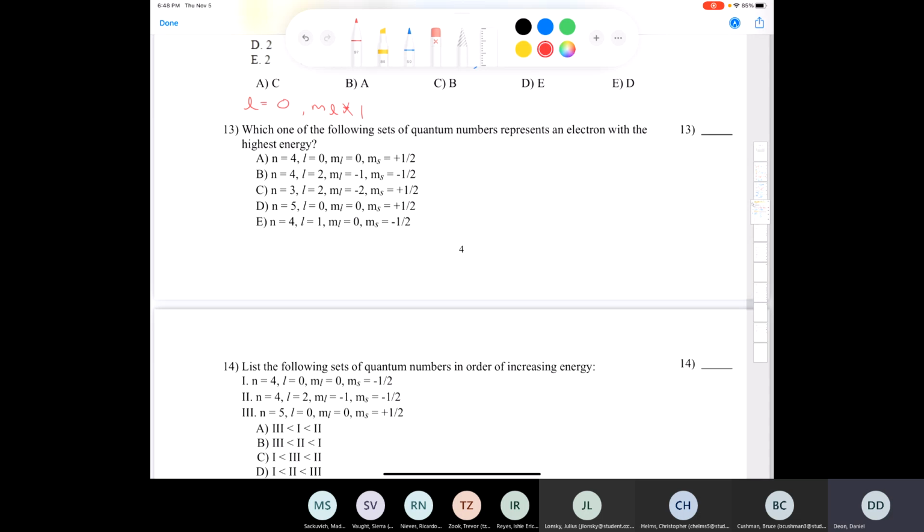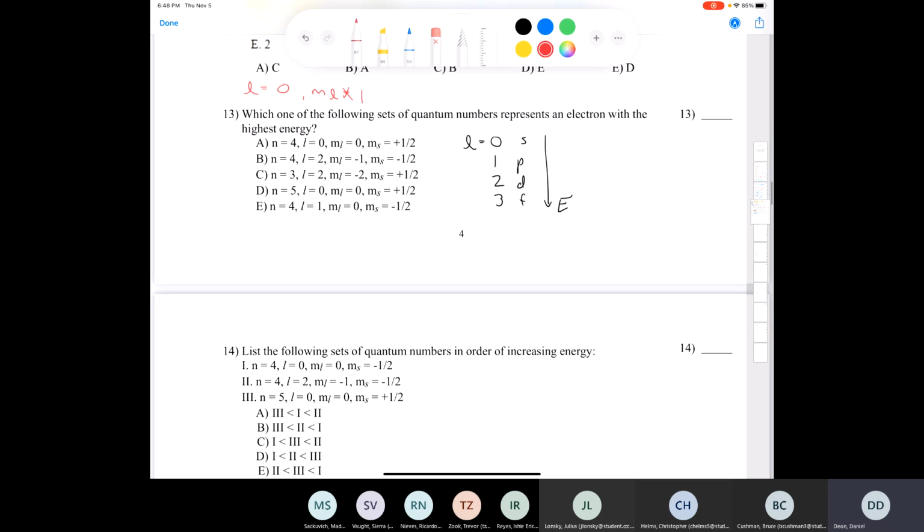Well, if we look at the first one, keeping in mind that when l is equal to 0, 1, 2, or 3, we have s, p, d, or f, and we know that energy increases going this way. The first one must be a 4s. The second one is a 4d. The next one is a 3d. The next one is a 5s. And the last one is a 4p.